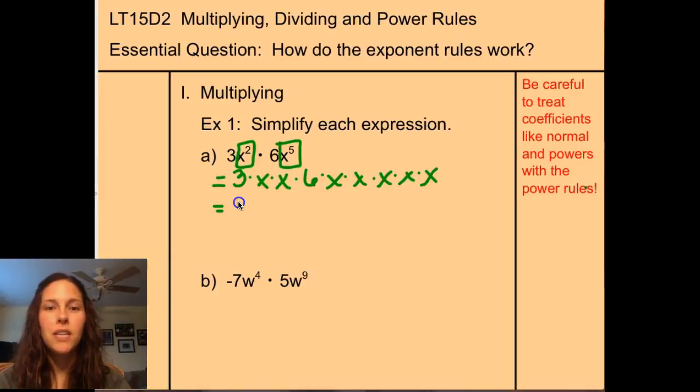Next, I will multiply my numbers together. 3 times 6 is 18. And then I will multiply all of my x's together. We have 1, 2, 3, 4, 5, 6, 7 x's, which means x to the 7th power.